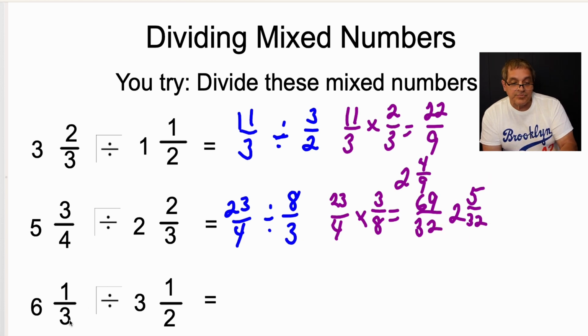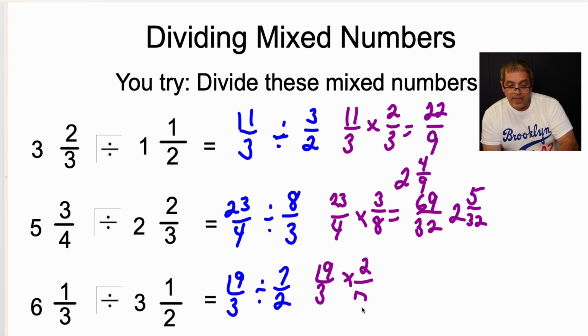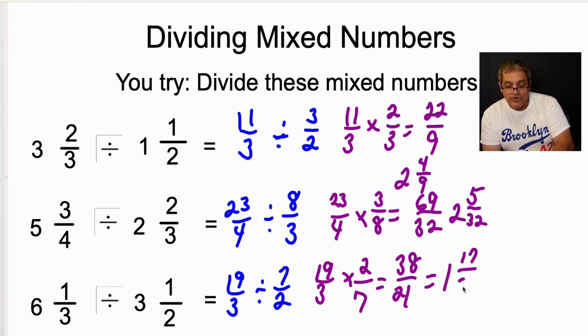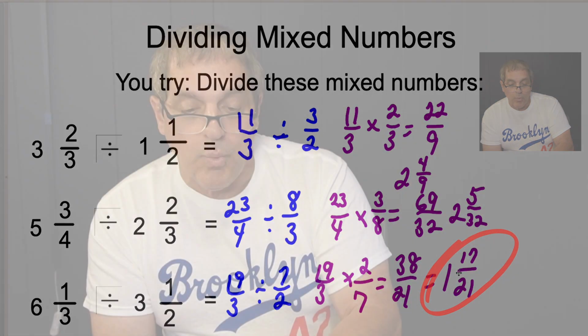And then finally, our last problem. So I'm going to change them into improper fractions. 3 times 6 is 18, plus 1 is 19, over 3, denominator doesn't change, divided by 2 times 3 is 6, plus 1 is 7, over 2. So now I am going to do my keep, my change, and my flip. So 19 times 2 is 38. 3 times 7 is 21. That's an improper fraction. It could be left that way, but if you want to change it back to a mixed number, 21 goes into 38 only one time with 17 left over. So it's 17 over 21.